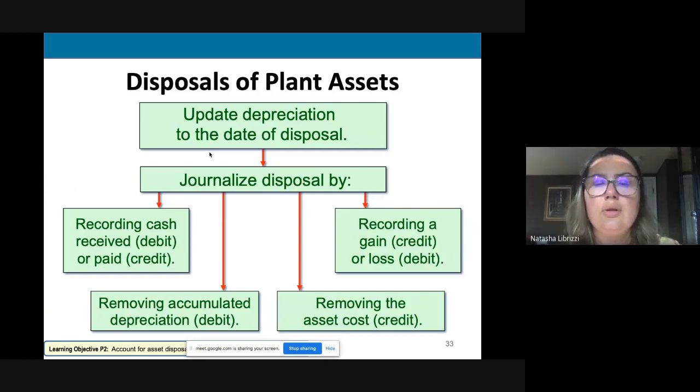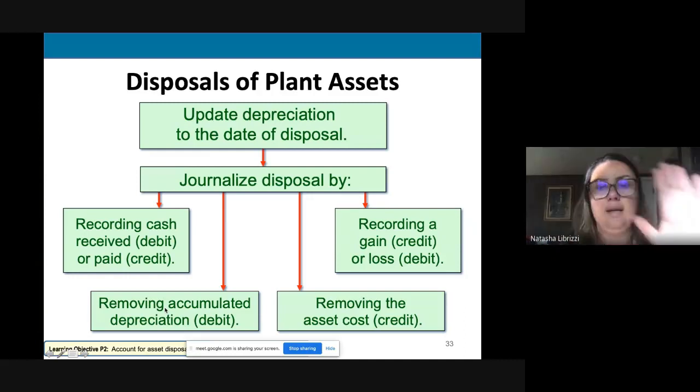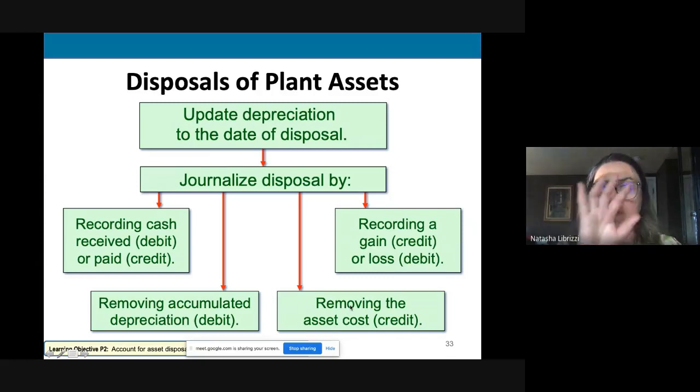And then I have to journalize the disposal. So we have a couple of things here. We're going to record cash received, debit or credit, depends on what's going on. Sometimes you might pay money for somebody to remove your asset. Removal of accumulated depreciation: remember, normal balances have to be reversed. So the normal balance of accumulated depreciation is credit, therefore we're going to have to debit it. The same thing with the asset, right? Your asset cost is a debit, therefore you're going to have to credit. So you're doing everything in reverse this way. It's not on your balance sheet.